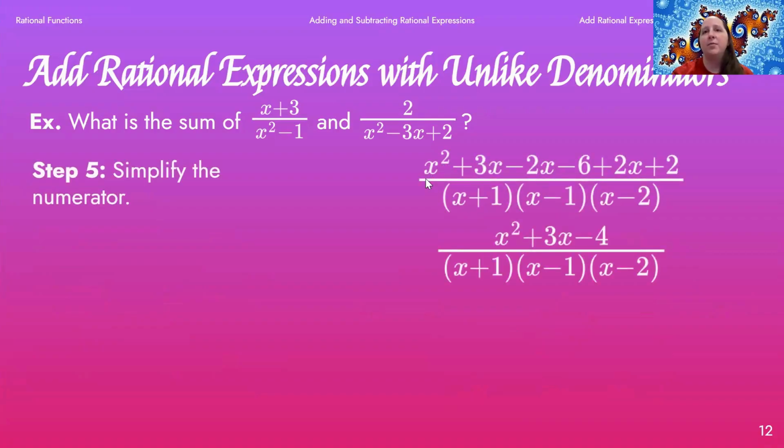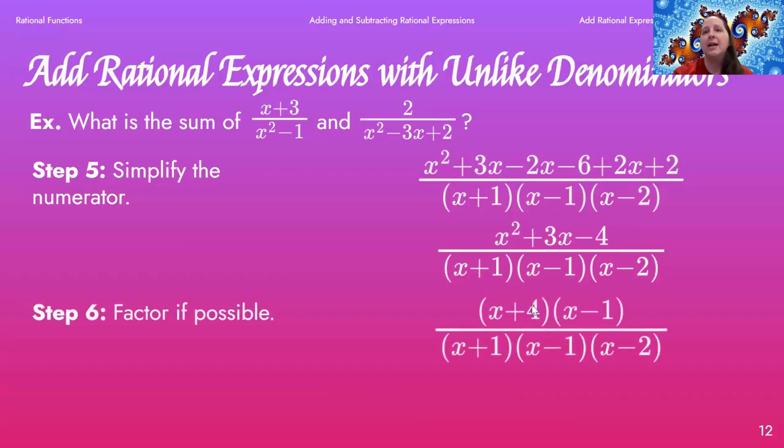From this first fraction, I'm going to simplify by combining my like terms. I've got an x squared by itself. 3x minus 2x plus 2x gives me 3x. And -6 plus 2 gives me that -4. I'm then going to take it one step further and try to factor my numerator. So that gives me x plus 4 and x minus 1.